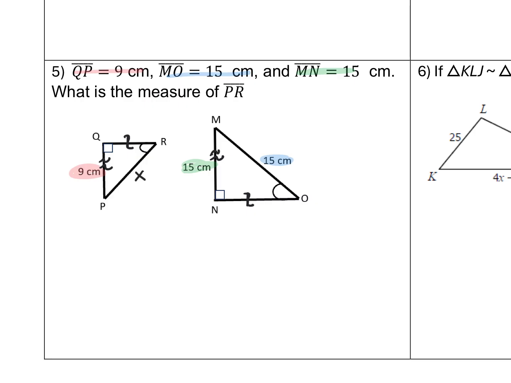So now I need to set up my ratio. I'm going to set this guy as A, this guy as B. My ratio is always A to B. So I'm going to start with A. I've got 9, and then I'm going to do the hypotenuse. And then we're going to set up B, which is 15, and then the hypotenuse is 15.